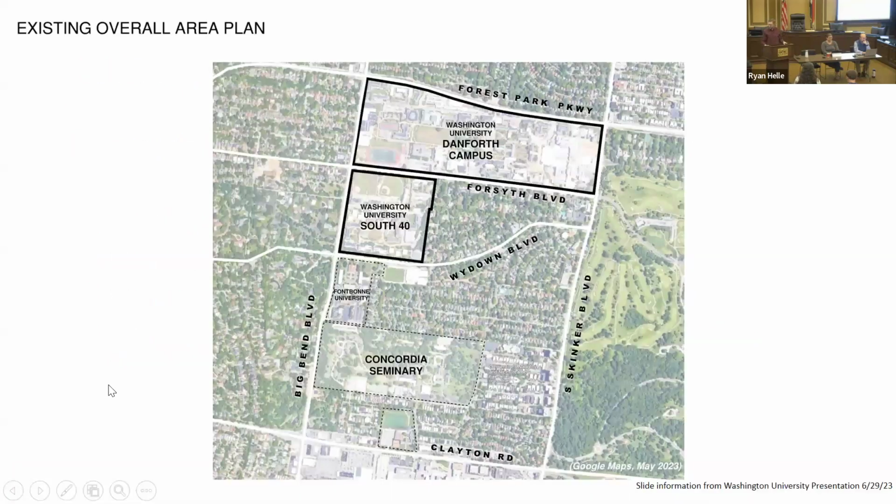So the project, generally, just to get your bearings again, the Danforth campus is up here, circling that. That's actually outside of the city limits. That is in unincorporated St. Louis County. That's the main campus for Washington University. Just to the south of that, within the city of Clayton, at the corner of Forsyth and Big Bend, is the South 40. So that's a blend of dormitories, residence halls, and dining halls, and those types of uses on that particular site to support the activity on the Danforth campus. Then you have the Concordia Seminary property, and to the south of that, you've got the CVC site, South Campus, as it's known in Washington University.